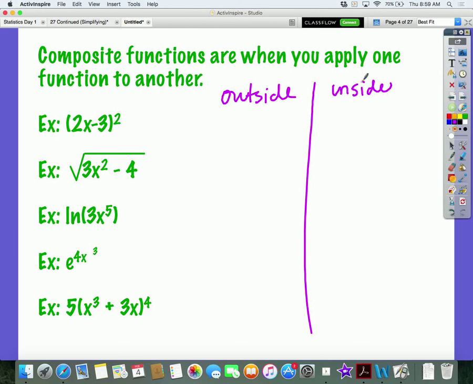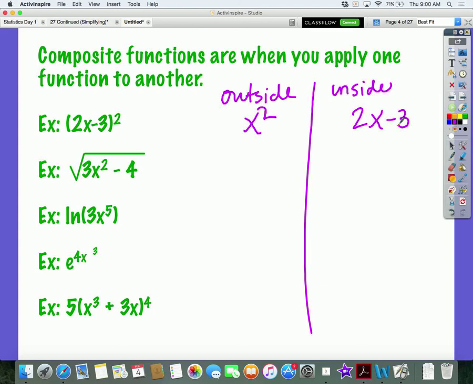If I look at the very first example, 2x minus 3, that quantity squared, what would you say is the outside function? x squared. And then what would be the inside function? 2x minus 3. Because if I were to do the composite, I would put 2x minus 3 in for x, and then I would square it to get what you see over there in the green.